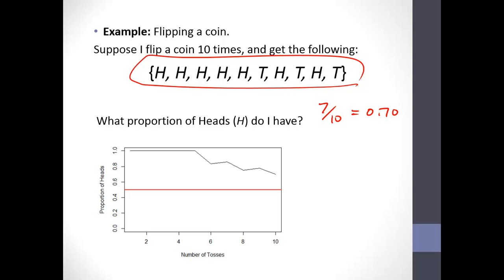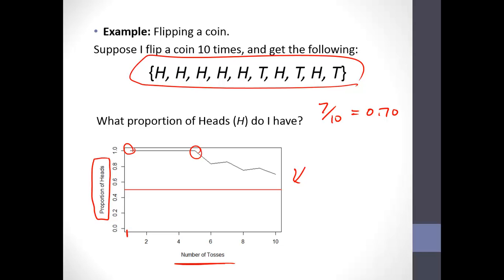Out of 10 tosses, I've done this 10 times. The other thing I can do down here is plot the number of tosses versus the proportion of heads. At the first toss, I got a head, so 1 out of 1 was a head. Second toss, I also got a head, 2 out of 2. All the way up to the 5th toss, I got 5 out of 5 heads, so I still have 100% heads, and then it starts to go down.